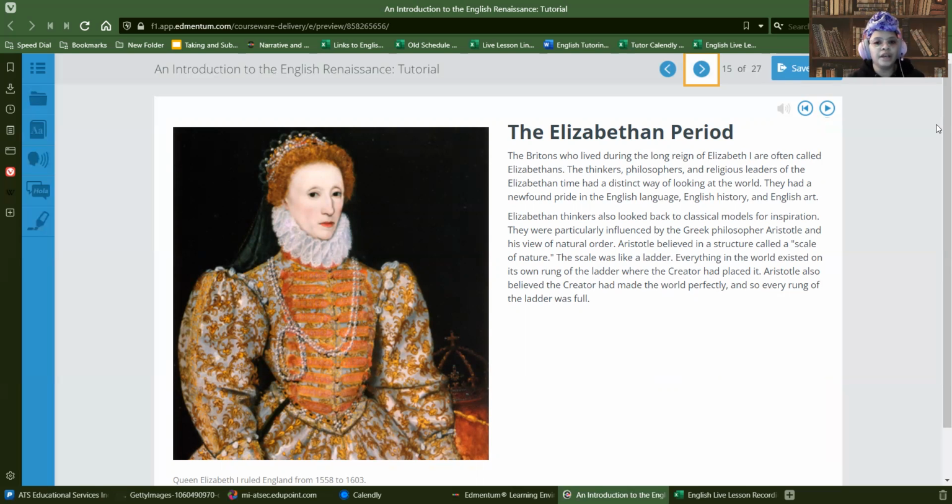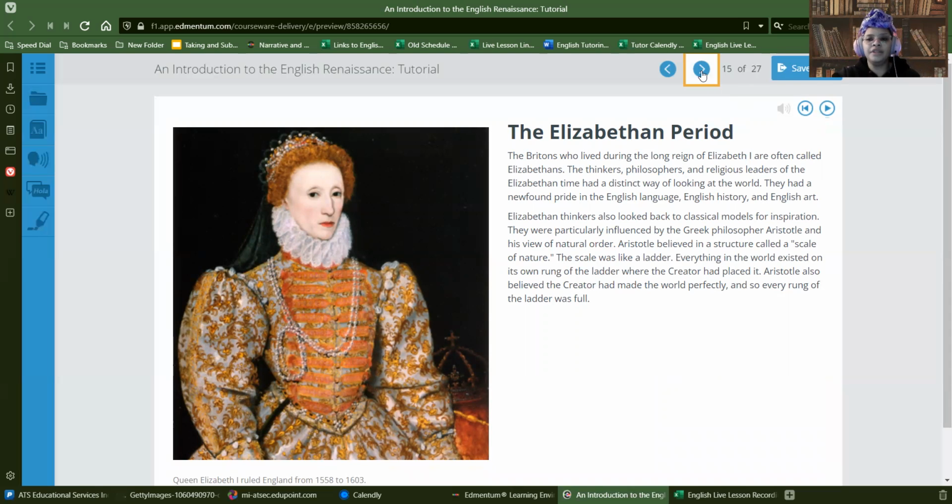So that's a really big thing, and they're going to give you details about it in this slide and the next one. So his view of natural order was called a scale of nature. The scale wasn't really a scale the way that we think of one, with two sides weighing things. Instead, his was a ladder that stretched up. At the top of the ladder was God, or the creator. And then everything underneath, all the different types of plants, animals, people, places, things, had their own rung, which is like each step level of the ladder.